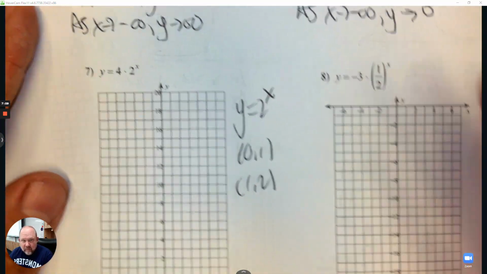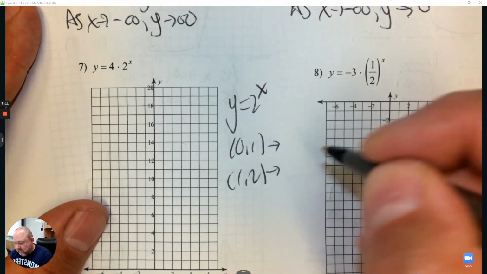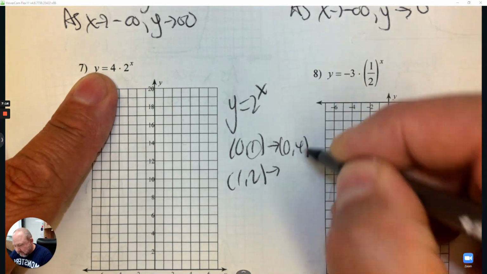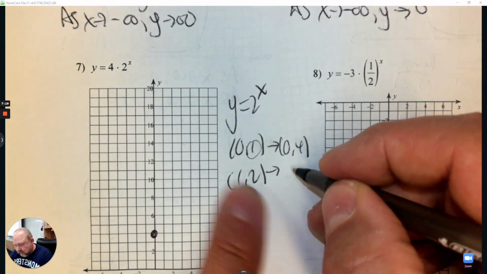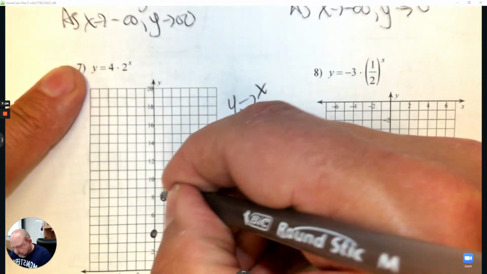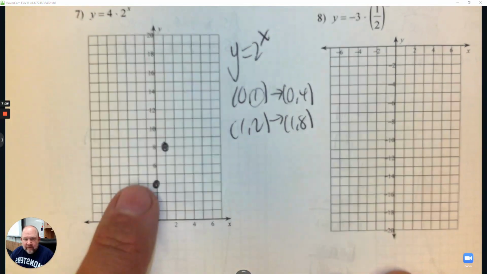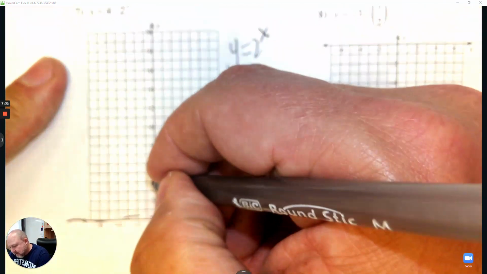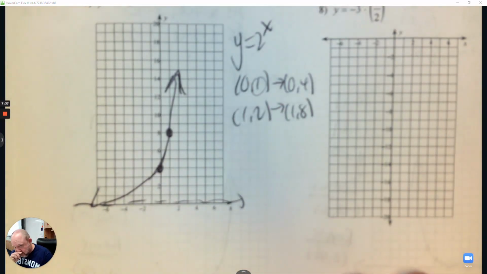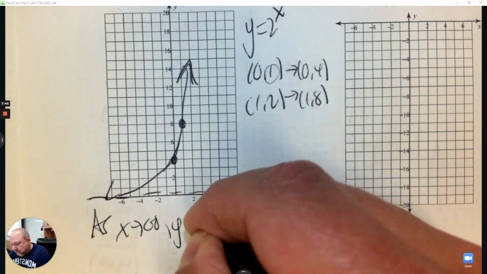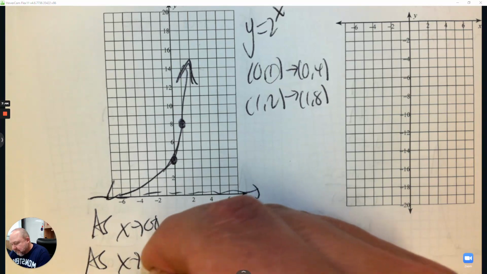And then we're going to change these points. So how are we going to change these points is we're going to multiply times 4. So only the y value. So that's 4. And that's 2 times 4, which is 8. So those are the points I'm going to use. 0, 4, and 1, 8. The asymptote does not change when you multiply. And so it stays at 0, and then I draw my graph from there using those 2 points. The end behavior, the right end goes up. The end behavior, the left end goes to 0.